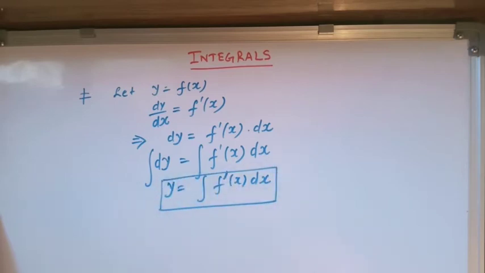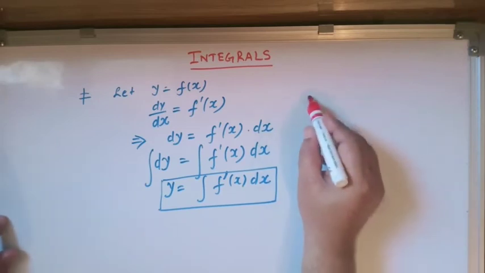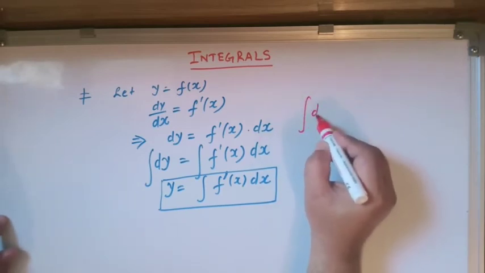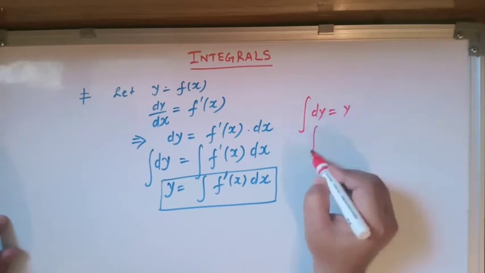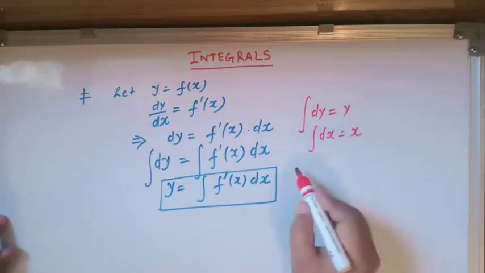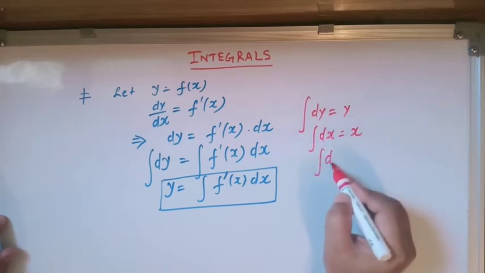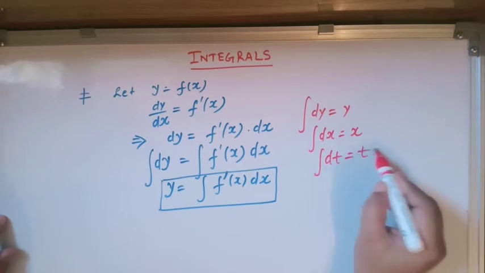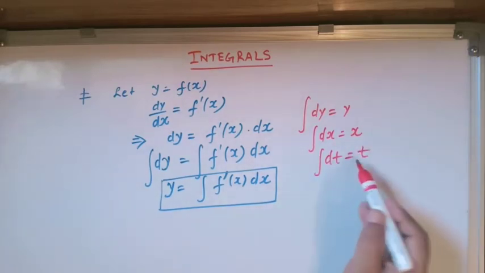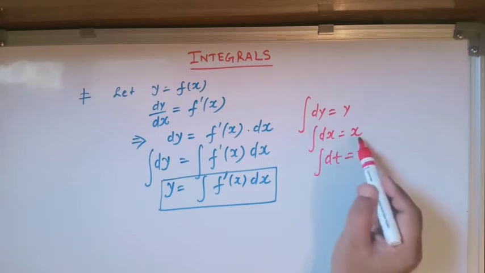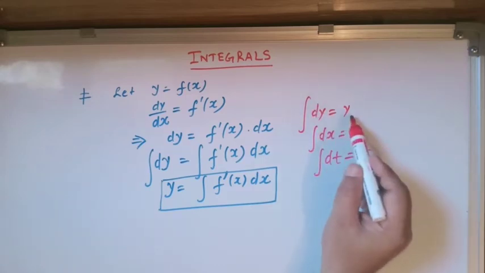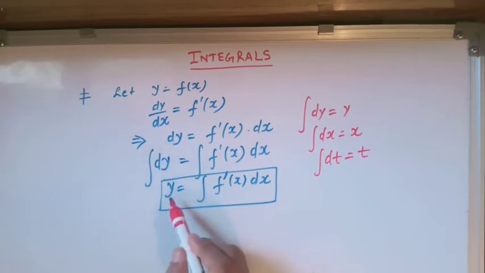This is f prime, and here we must keep one thing in mind, that the integral of dy is y, similarly the integral of dx is x, and only if the variable changes here, say dt, the integral is t. The integral of dx is x, the integral of dy is y. So here we have the integral of dy as y. Clear?